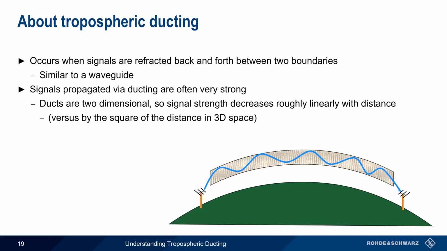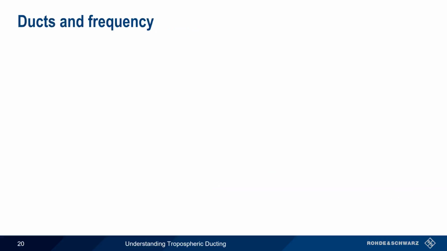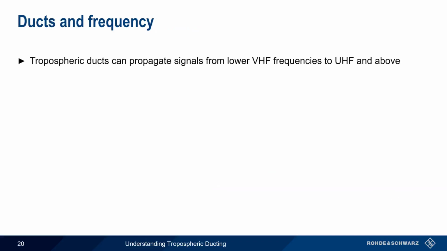Ducts are capable of carrying VHF and higher frequency signals for very long distances, up to 1,500 kilometers or more in some cases. Ducts also tend to build up and fade away gradually, but once formed, ducts typically persist for at least a couple of hours and may last up to several days. Tropospheric ducting can propagate signals with frequencies from the lower VHF range up to UHF and higher.